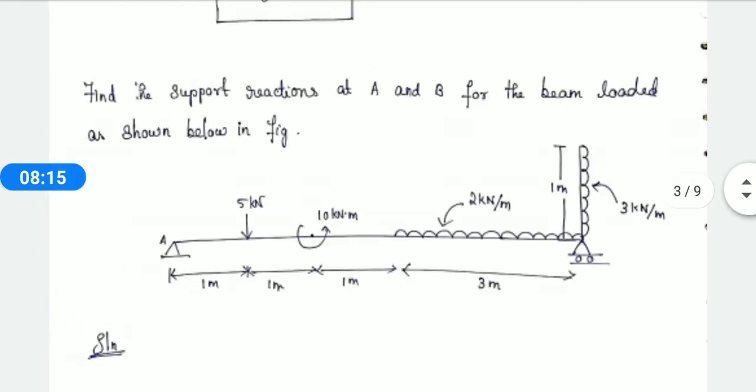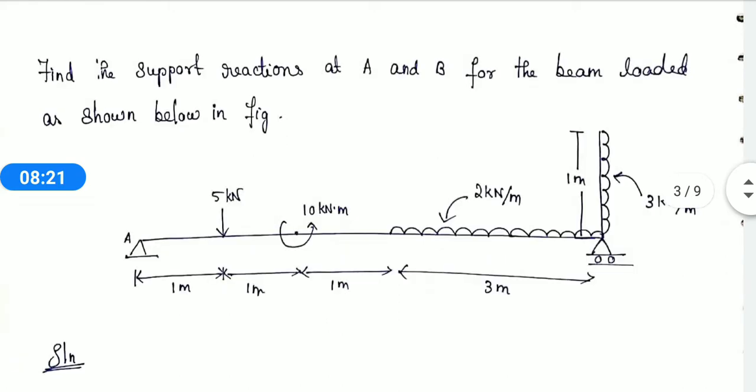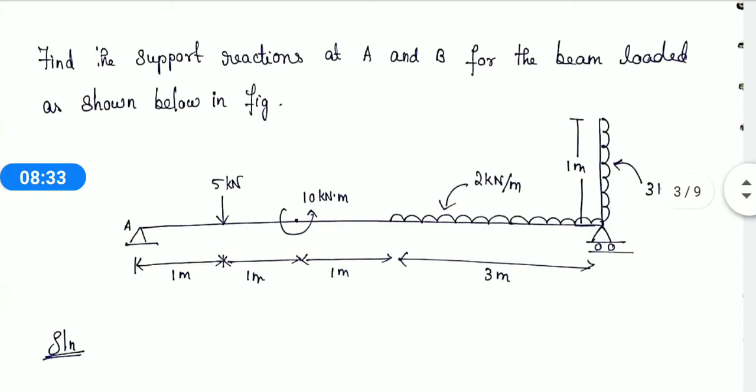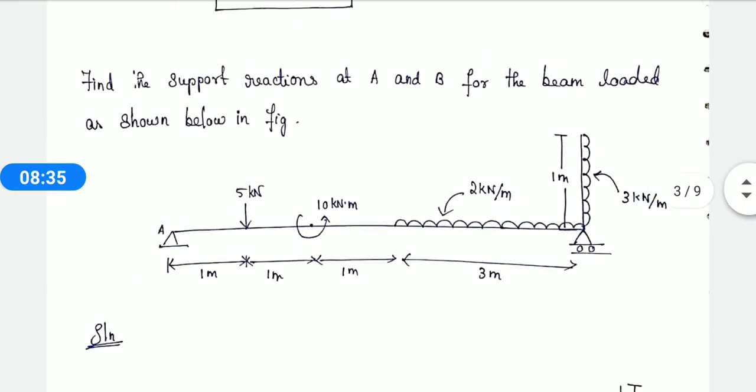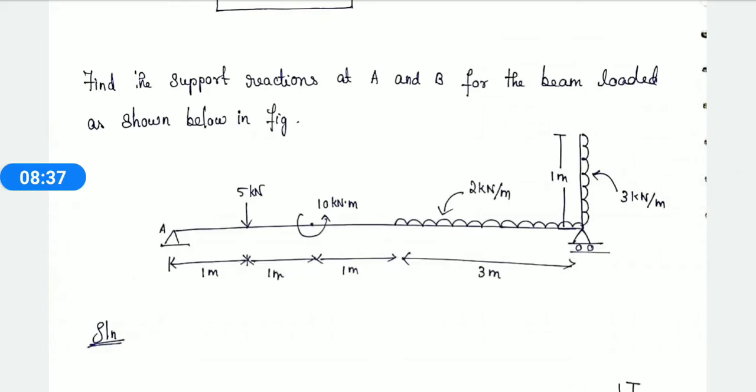In this sum, the difference here is that we have a vertical load also and it is in UDL condition. In previous problems we never saw this type of condition. This is one among the problems which has some different complexity, so I took this problem for you. See, the question states: find the support reactions at A and B for the beam loaded as shown in the figure. A and B is there.